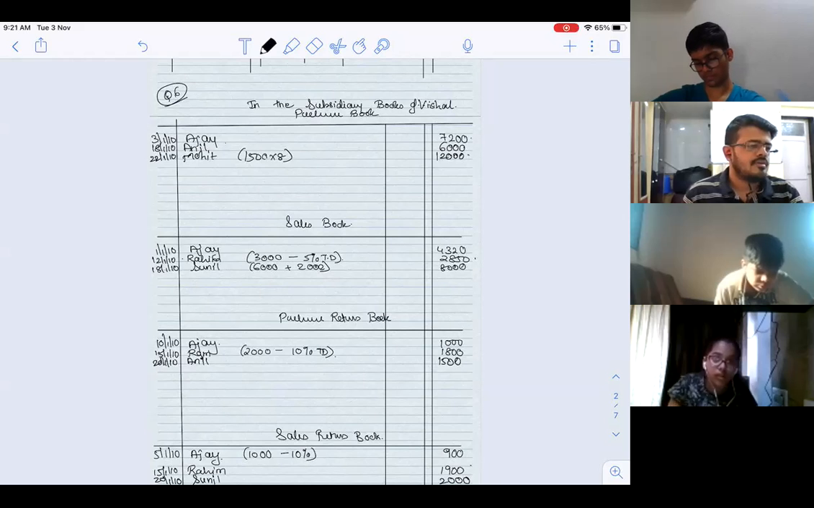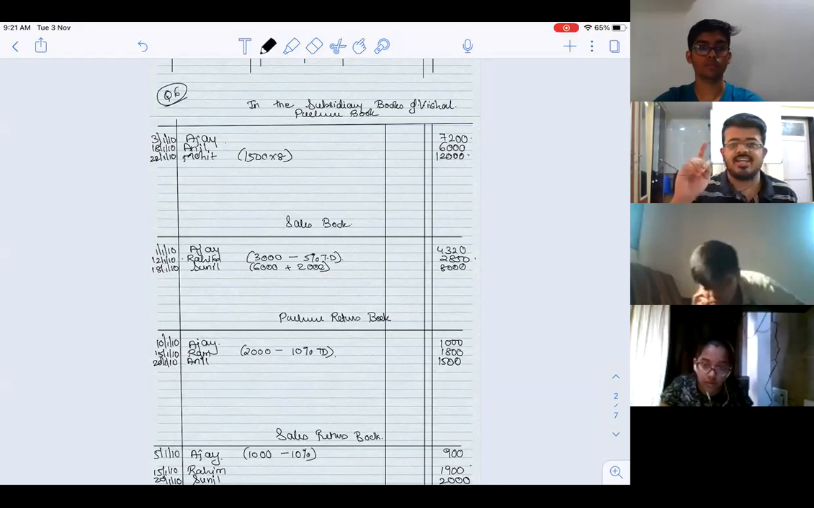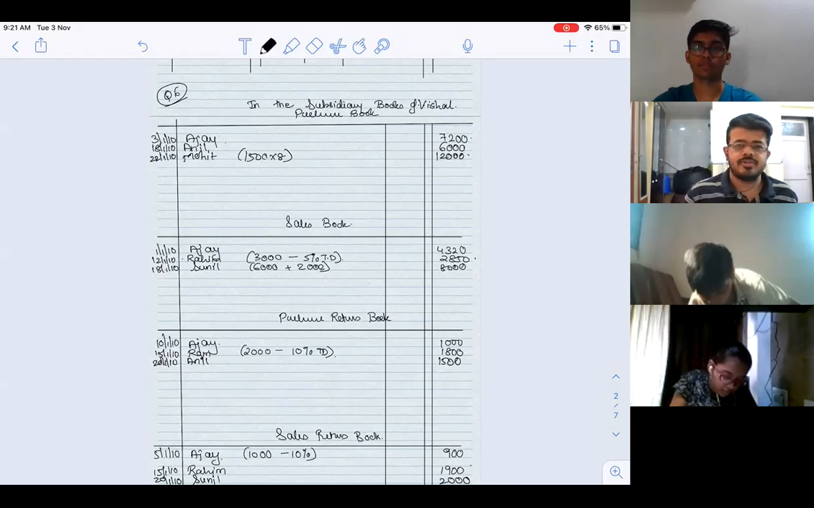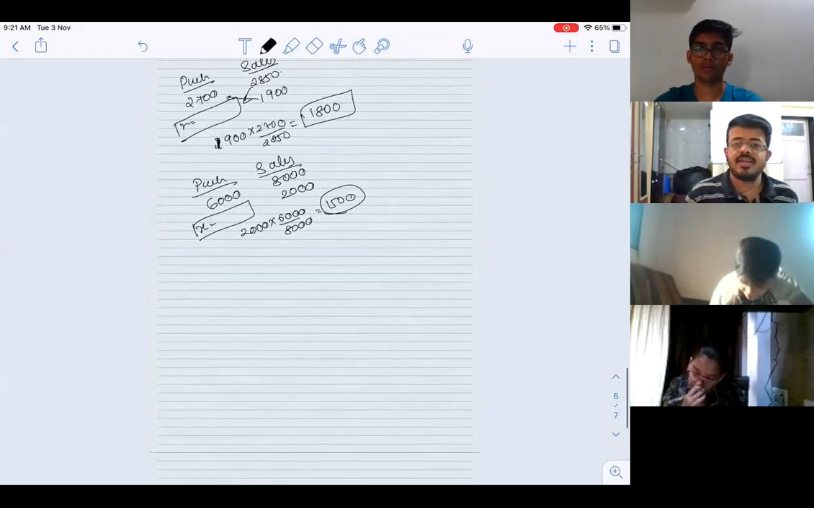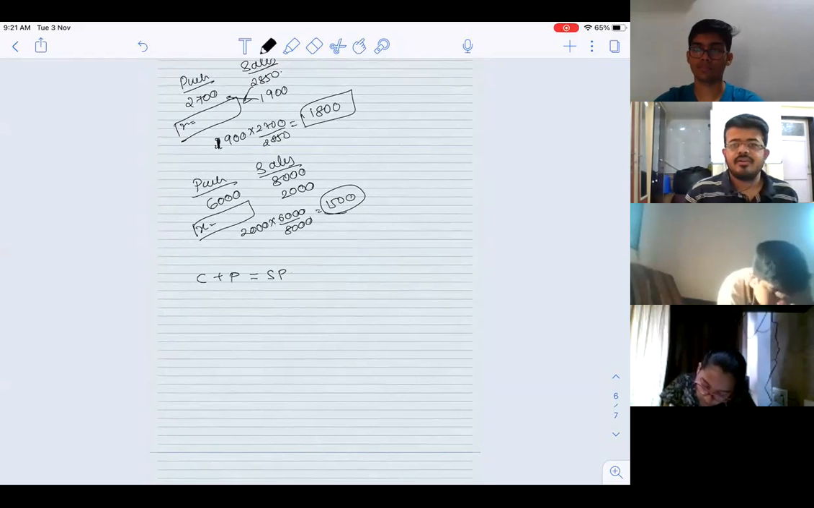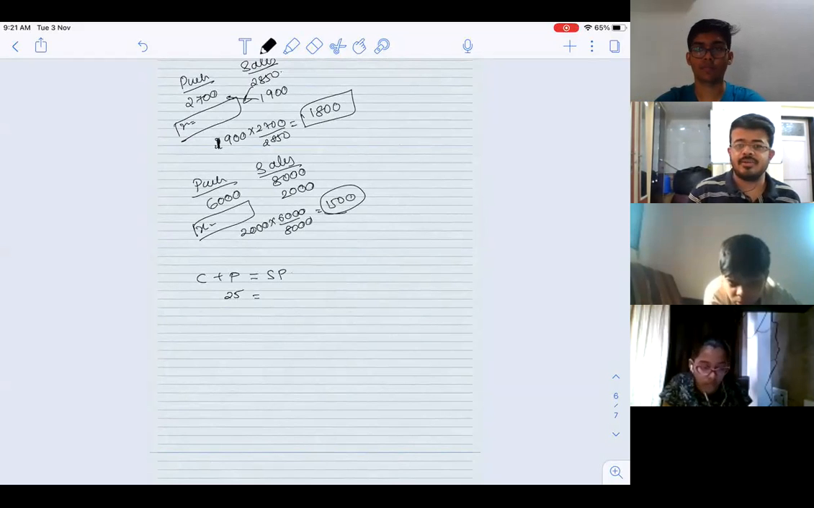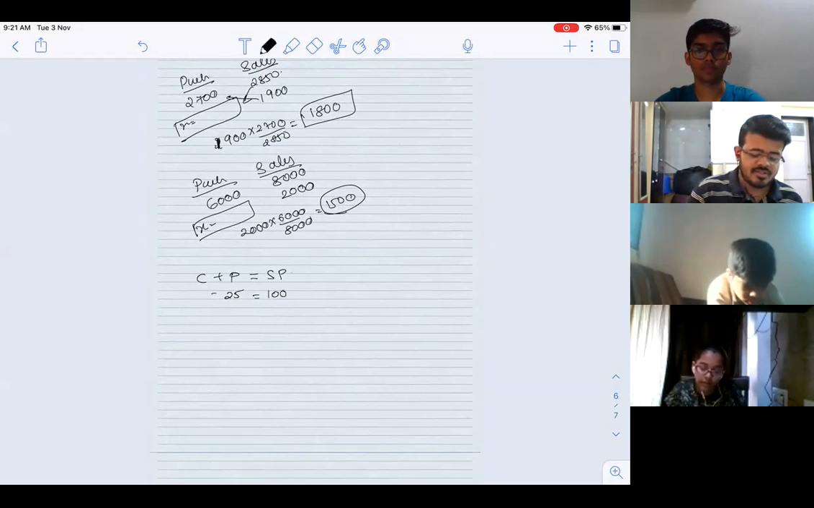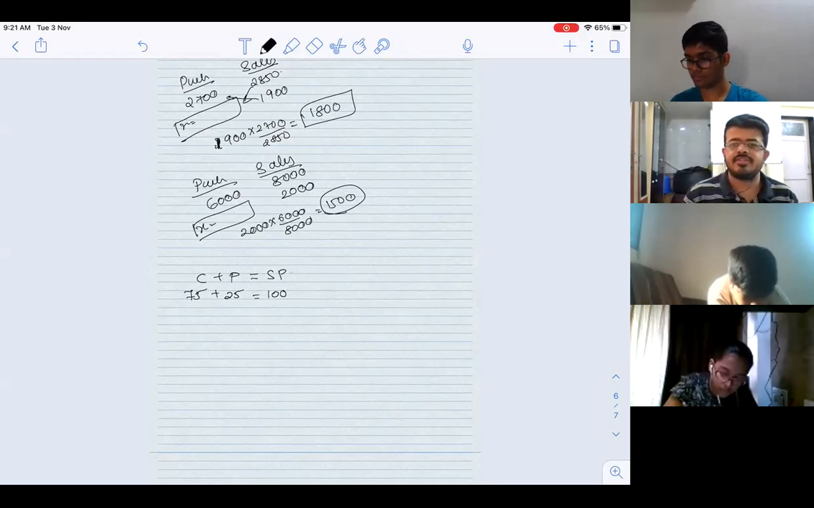And sold 3 of the above packets to Rohit at 1/4 profit on sales. The profit is not on cost over here, the profit is on sales. So remember how to do profit on sales. You have to make an equation, C plus P equal to SP. What is 1/4 in percentage form? 25. 75 plus 25 is equal to 100. Do you remember, the equation for profit on sales? Assume your selling price to be 100, so your cost price is 75.